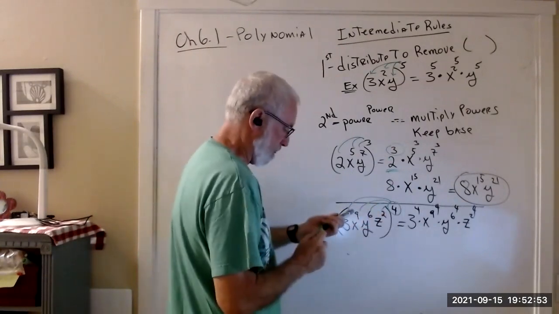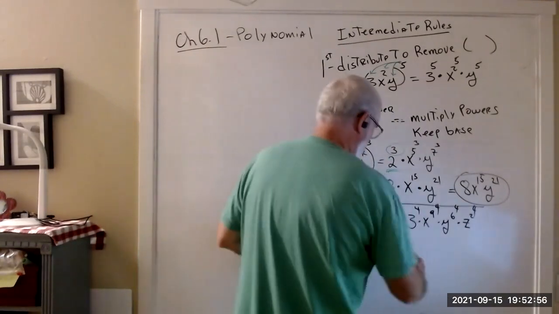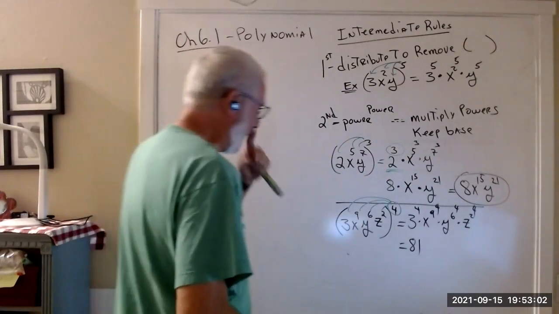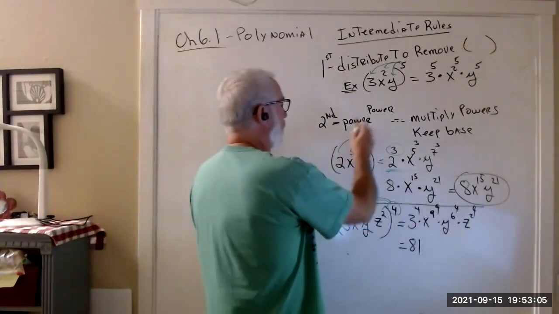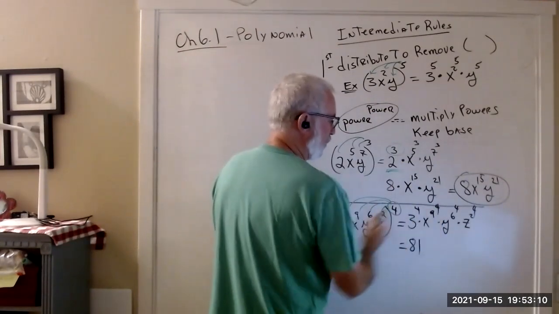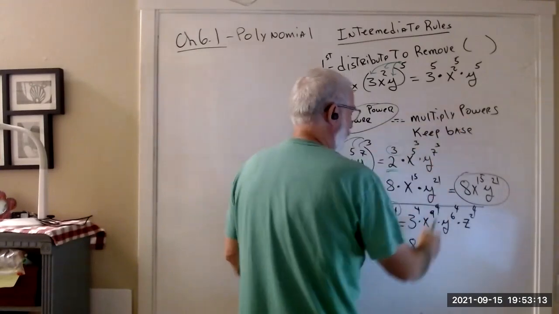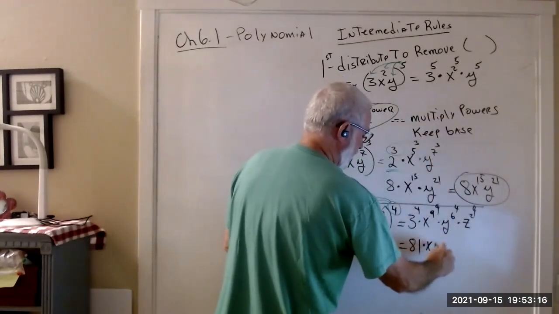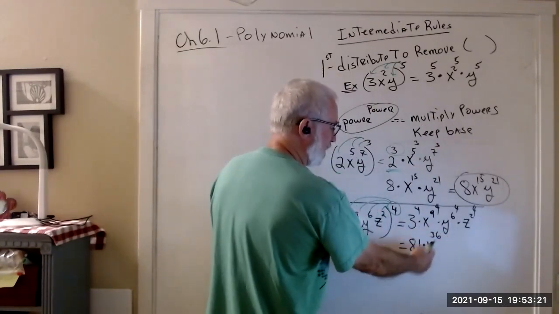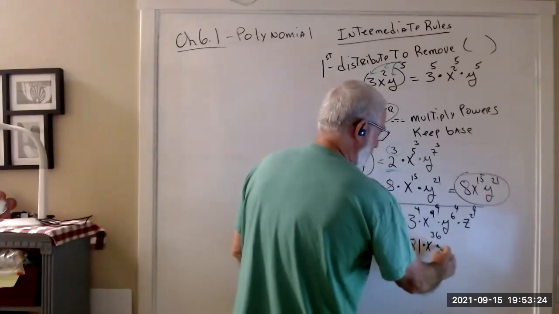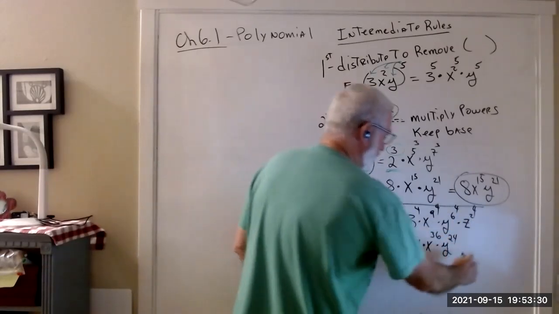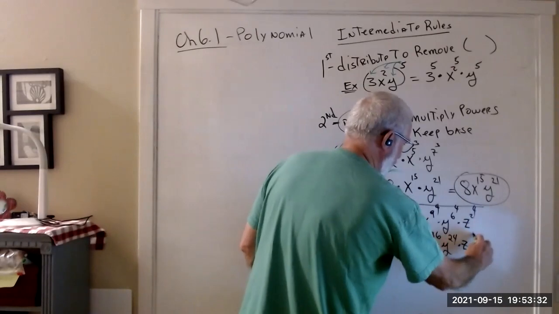Boom, boom, boom. Now, for what it's worth, 3 to the 4 is 81. We did that over here. Okay. Power raised to a power right here. Power of 9 raised to the power of 4. Multiply the powers, keep the base. X to the 36. Keep the x. 9 times 4 is 36. Keep the y. 6 times 4 is 24. Keep the z. 2 times 4 is 8.